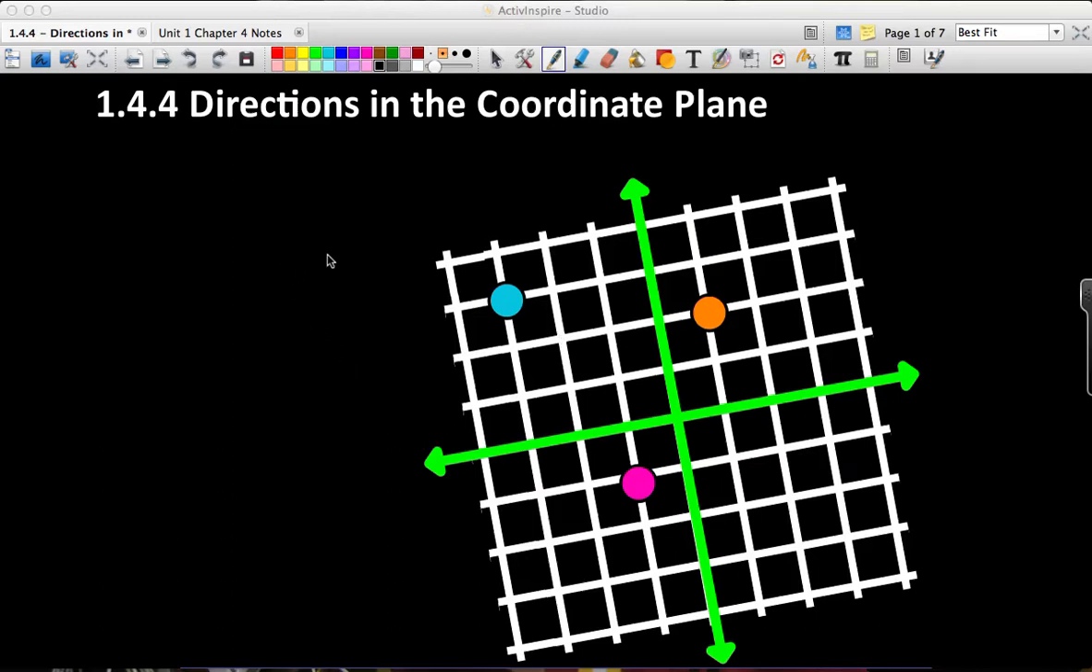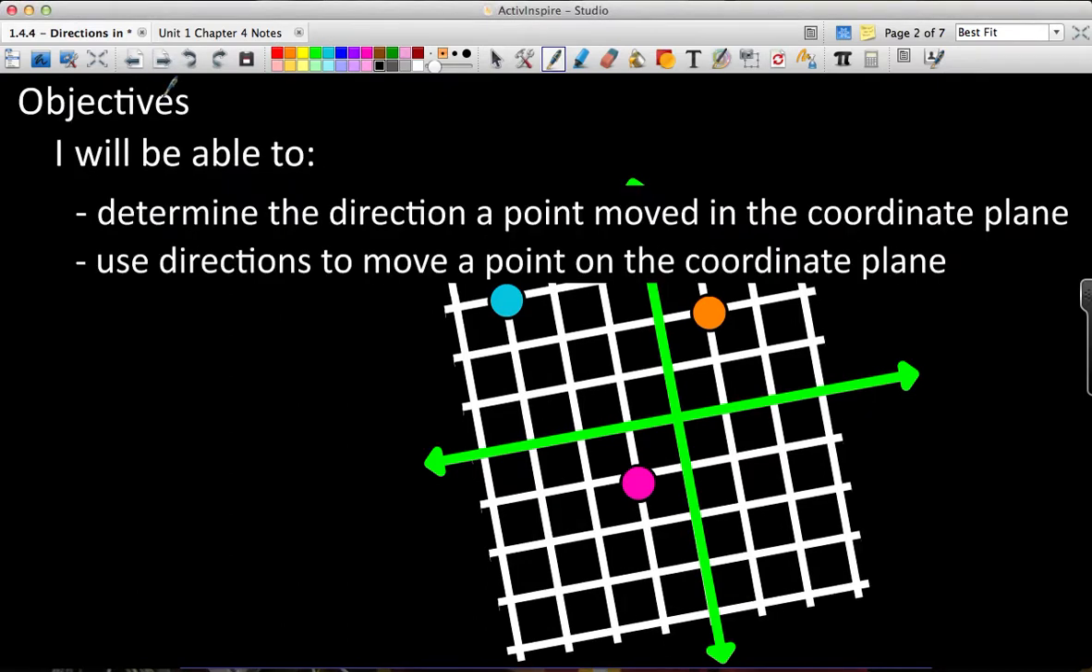Welcome to Lesson 144, Directions in the Coordinate Plane. Today we're going to talk about how to determine the direction a point moved in the coordinate plane, and we're going to use directions to move a point in the coordinate plane.